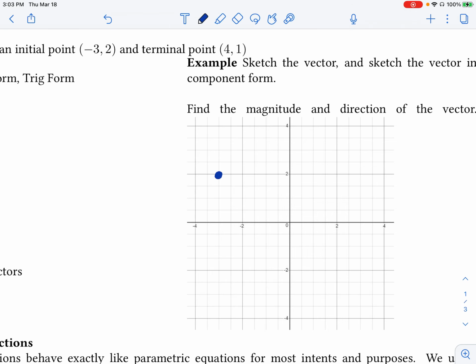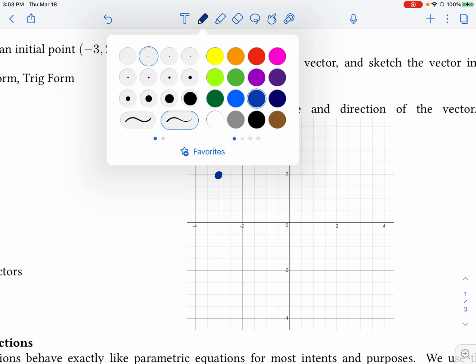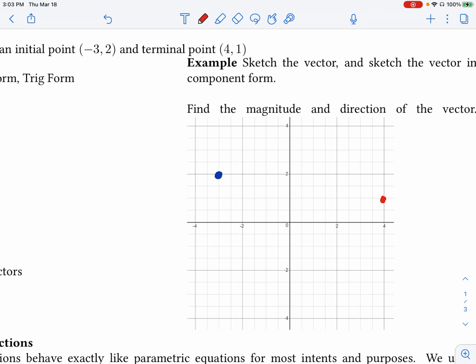This is our initial point. And our terminal point, and I'll just do that in a different color, would be the point 4, 1. That's our terminal point here. This was our initial point. And our vector then has this distance. This would represent our distance, but also our direction. And that's what's neat about a vector, is that it gives us both of those pieces of information.